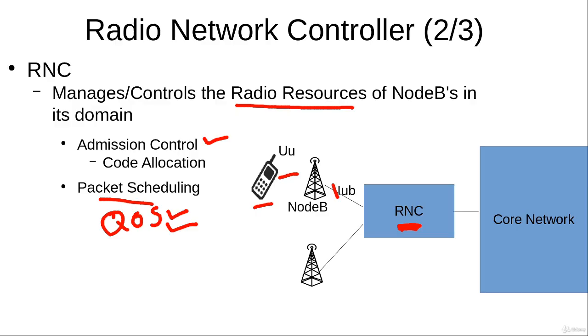So, depending upon the quality of service requirements of the type of traffic that this user equipment wants to use, the radio network controller schedules those packets according to the quality of service requirement.